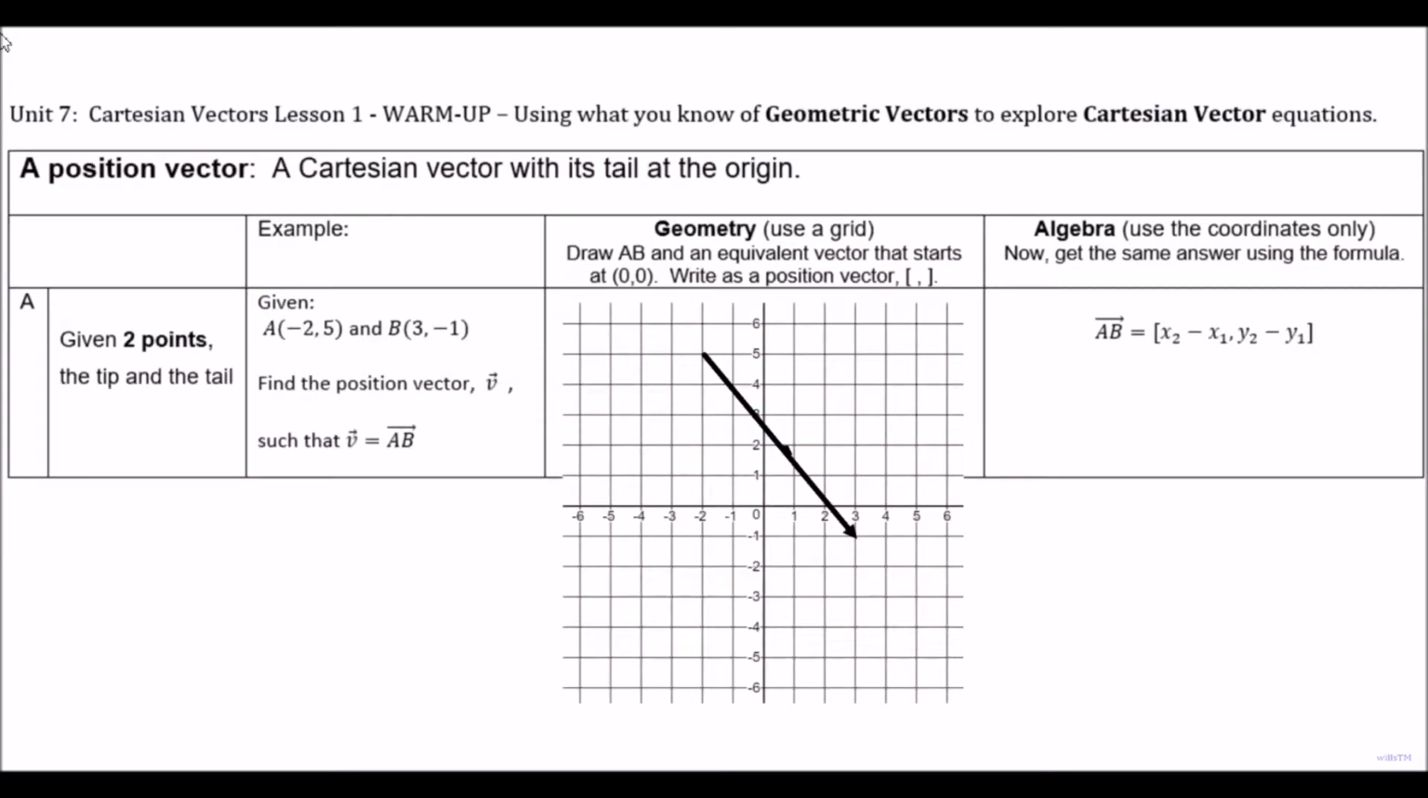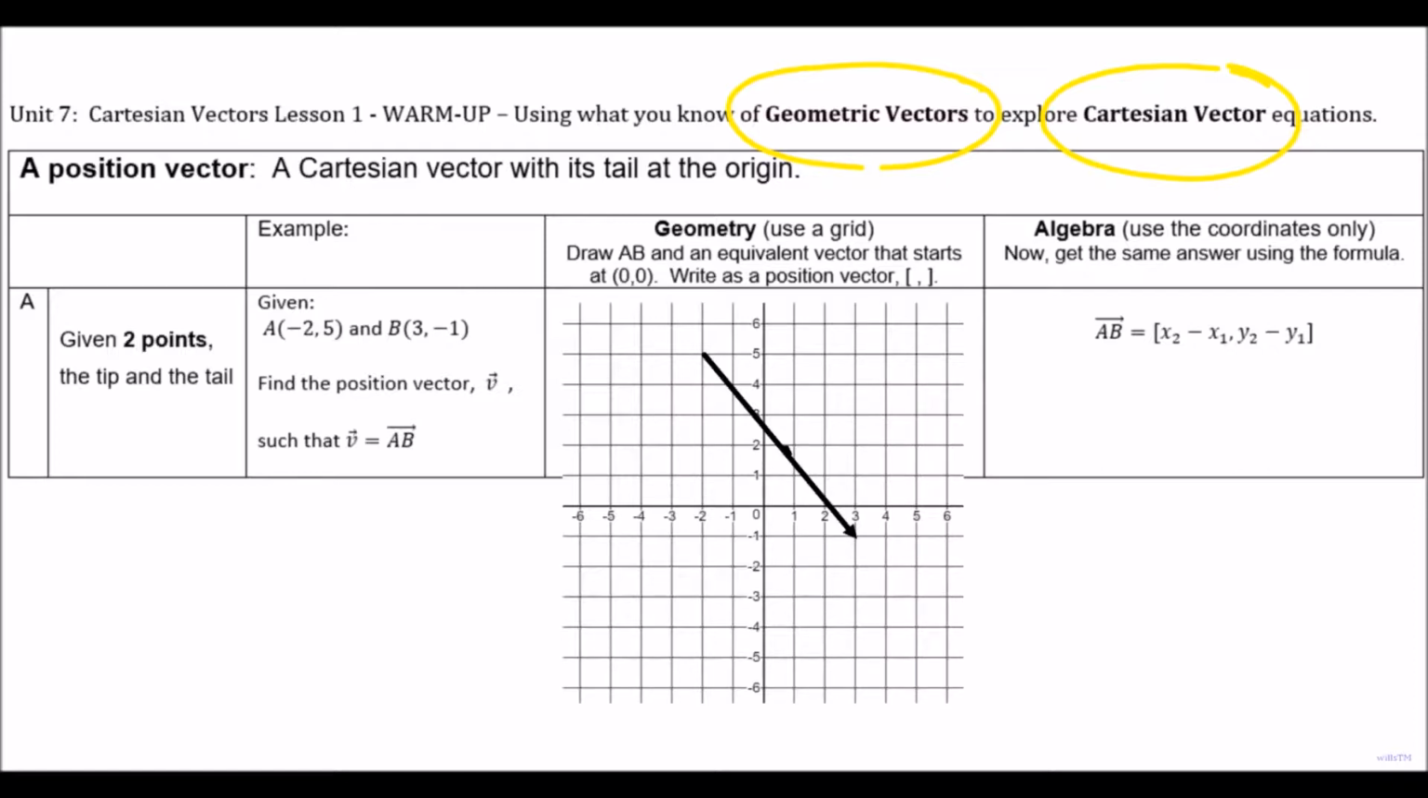Welcome to Unit 7, Cartesian Vectors, Lesson 1, using what we know about geometric vectors. So that was last unit. We're going to explore Cartesian vectors. So today, again, we're going to look at last unit and compare it to this unit to start with. What is a position vector?